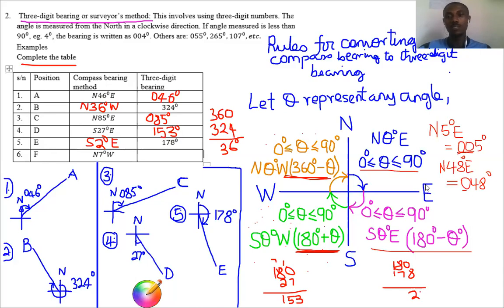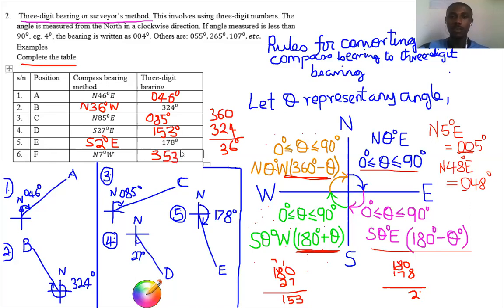Finally, last but not the least, we have north 7 degrees west. This falls within the northwest region. So the rule is to subtract it from 360. When you subtract 7 degrees from 360, that will give 353 degrees in three-digit bearing.